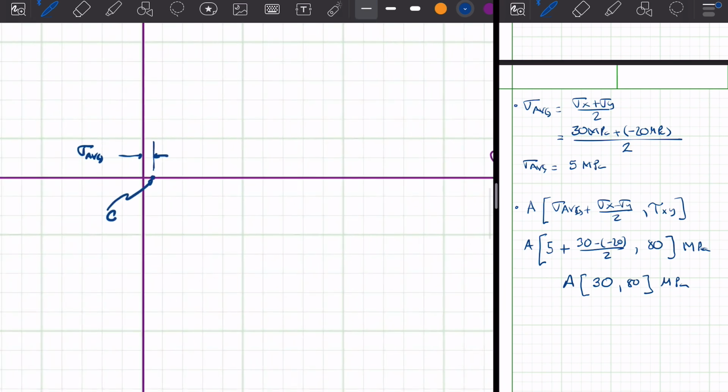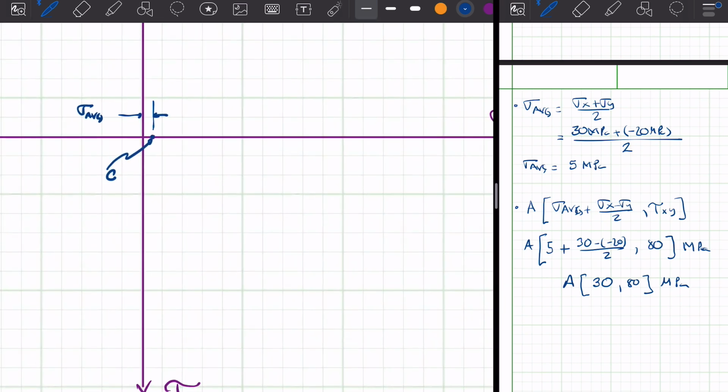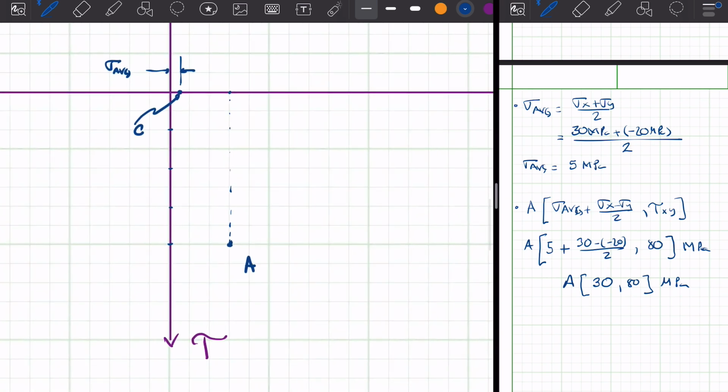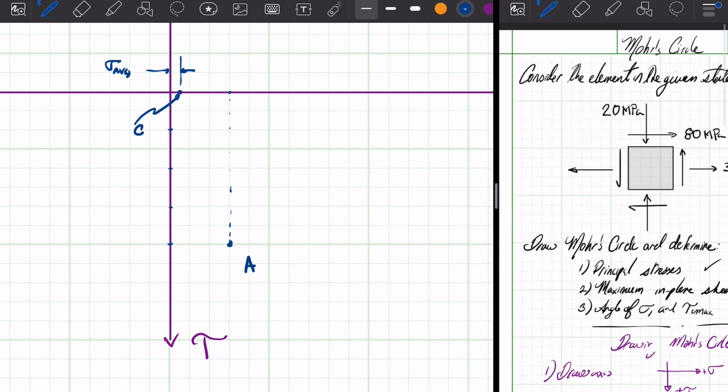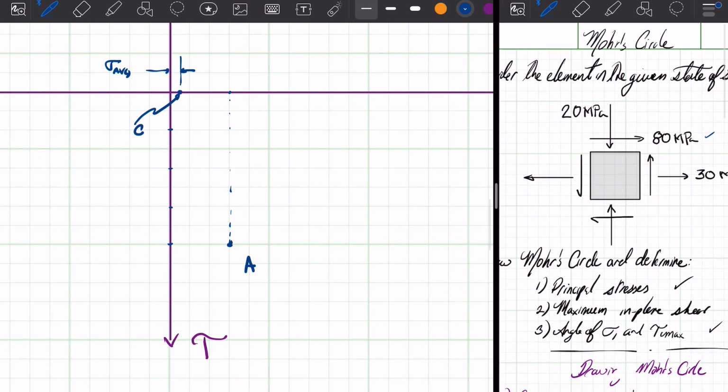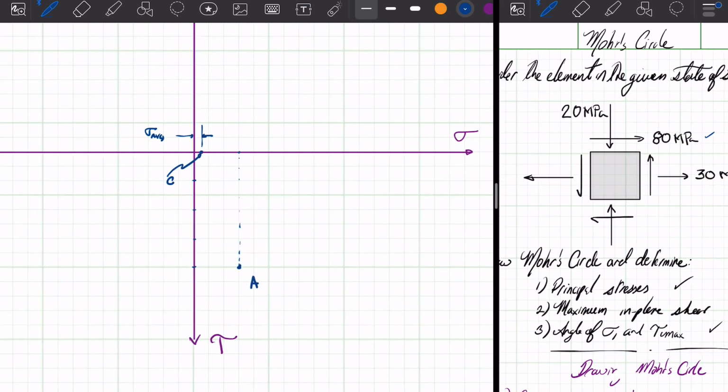We're very careful here when we draw these. First, the 30 is very straightforward. That would be where the x is located. But notice that tau has a positive direction downward. So whenever we do our plot, we make it positive by going to this location, and that is my point A. This is now our location of the initial state. This A represents the current state of stress whenever we're done with Mohr's circle.